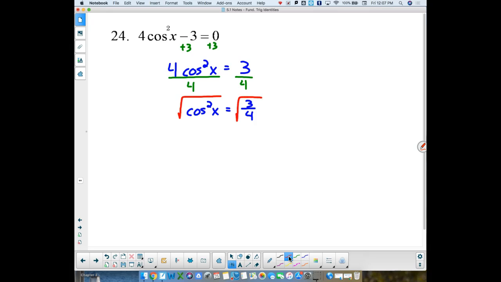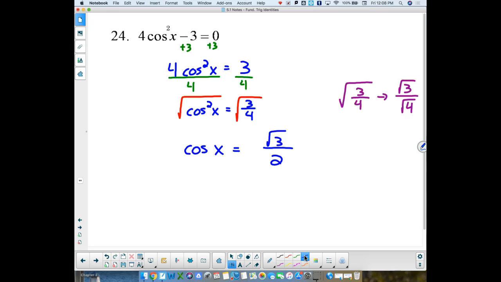Okay. So then when I square root on the right side, I get the square root of a fraction. Do I like square roots of fractions? No. So how do we get rid of square roots of fractions? Mathematically wise, how do we get rid of it? Square root the top and square root the bottom. Right. Okay. So this becomes the square root of 3 over the square root of 4. What's the square root of 4? 2. So this is really cosine of x equals the square root of 3 over 2.